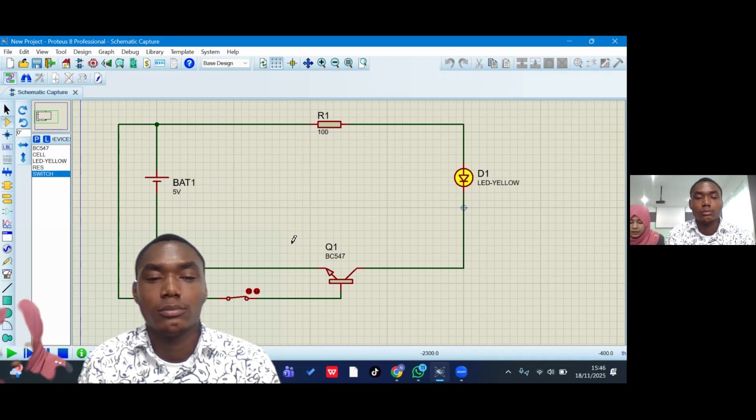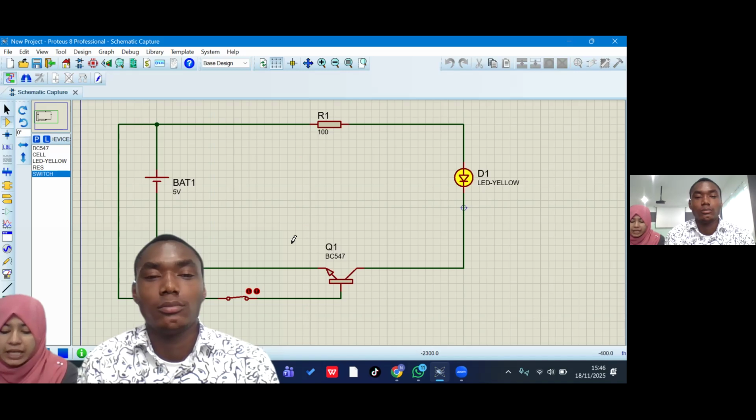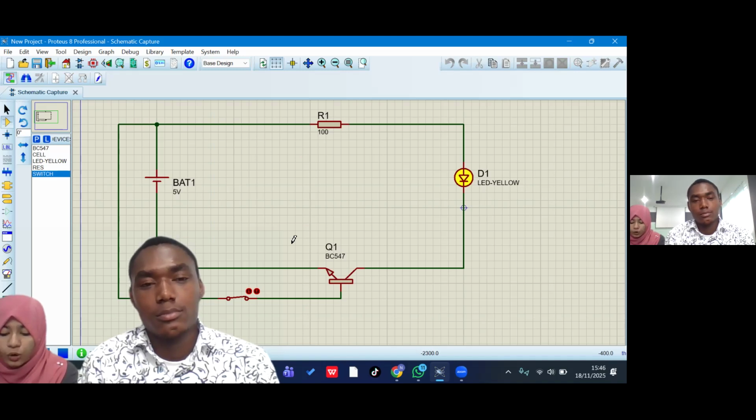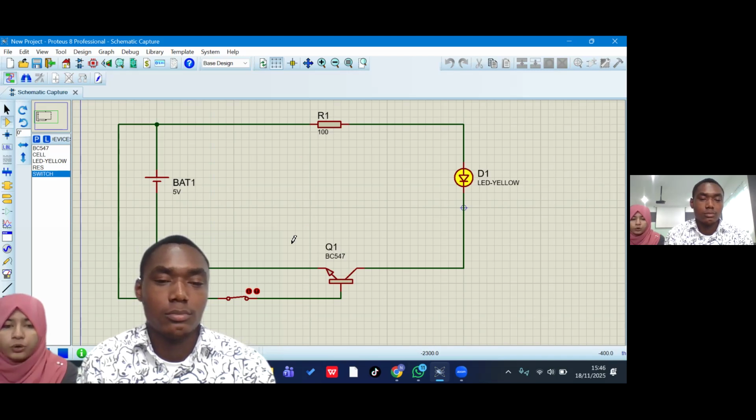R1 is connected in series with the LED and prevents excessive current from damaging the LED. D1 is the load that the transistor switches on and off. Q1 is an electronic switch. When the base receives a small input current, it allows a much larger current to flow from collector to emitter, lighting the LED. R2 limits the current entering the base of the transistor and protects the transistor from excessive base current.